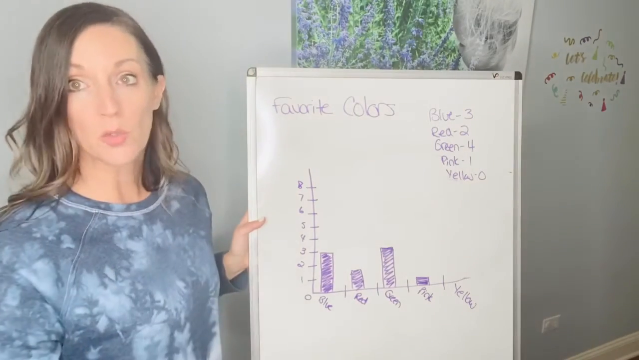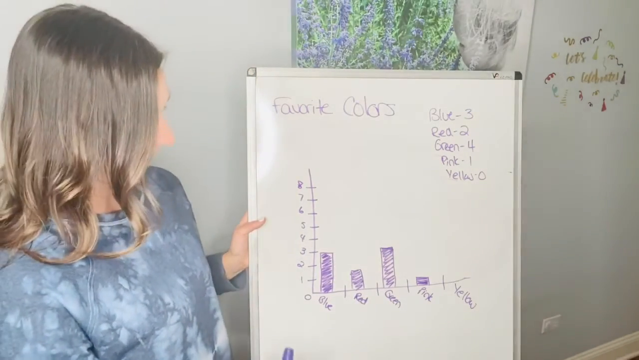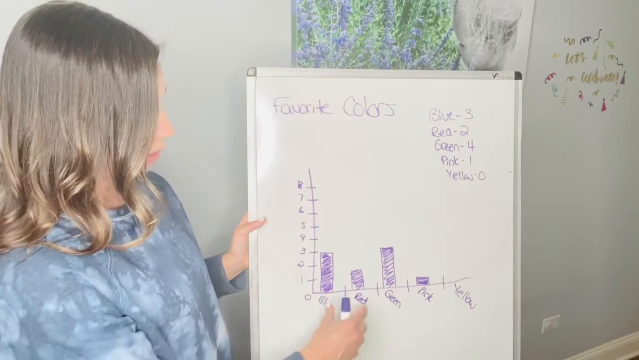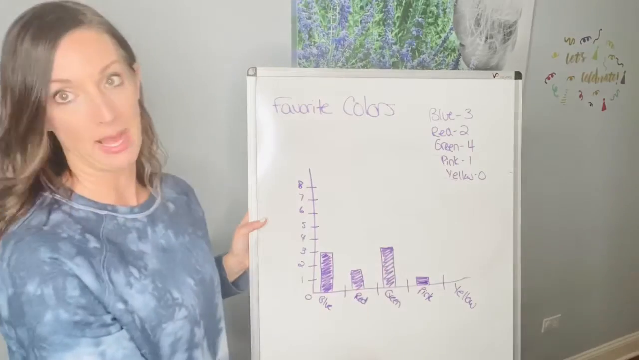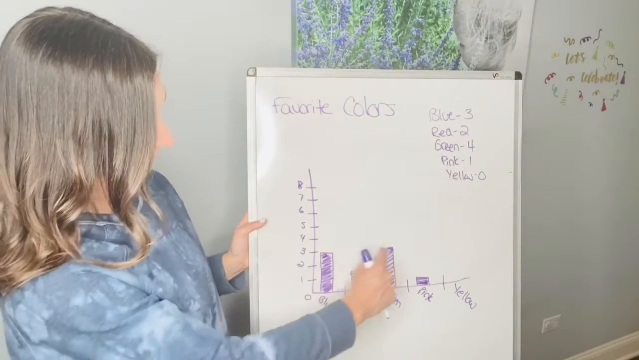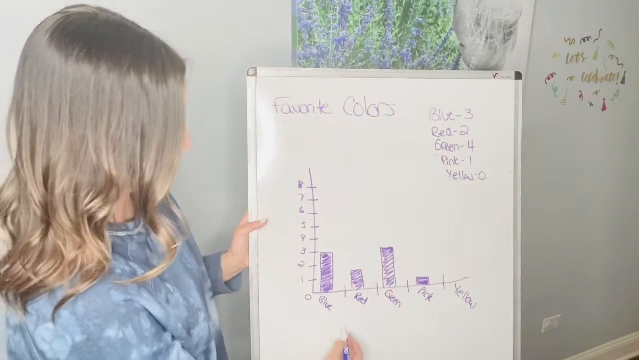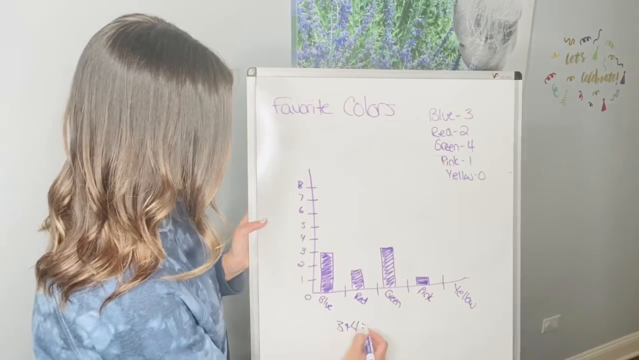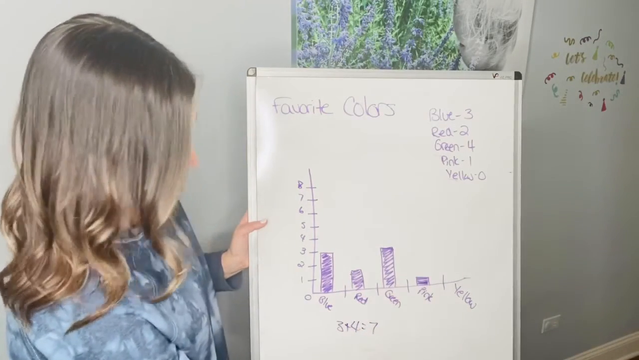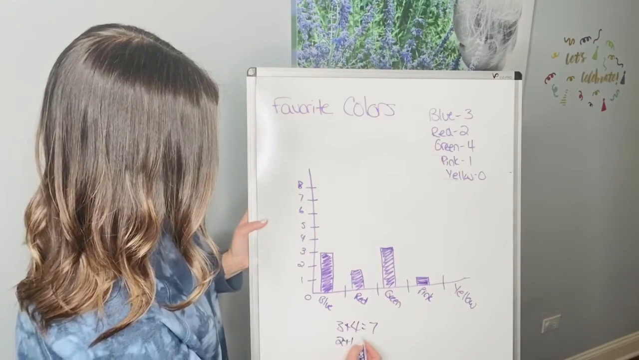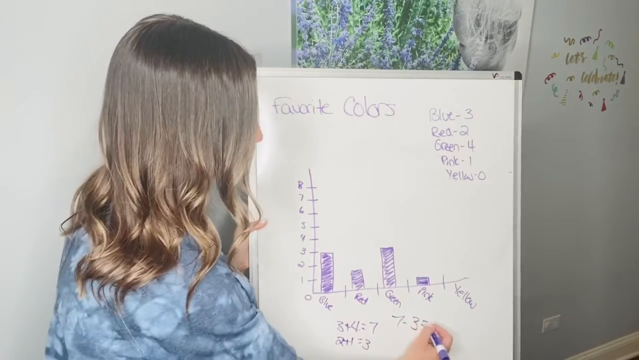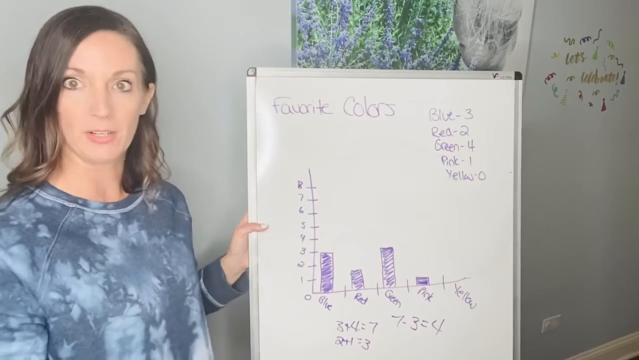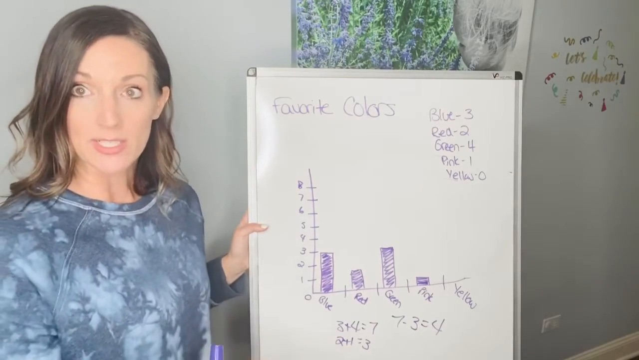You could also do a 2-step question where you say, how many more people chose blue and green combined than red and pink combined? So what you would do is you would add 3 plus 4 is 7. And then you would do 2 plus 1 is 3. And then how many more from that? You would do 7 minus 3 equals 4. People would be your answer. You can ask questions like that.